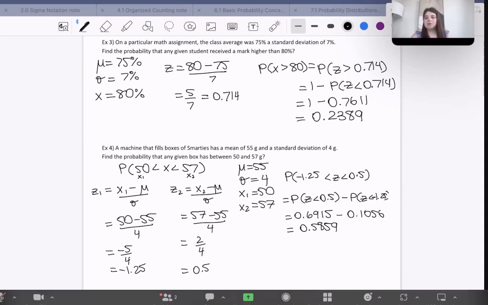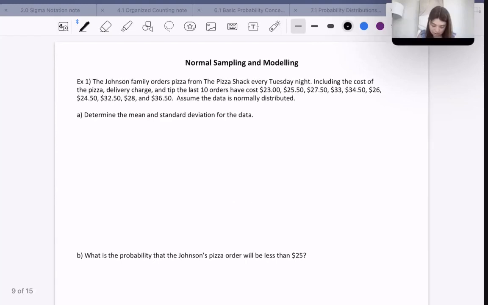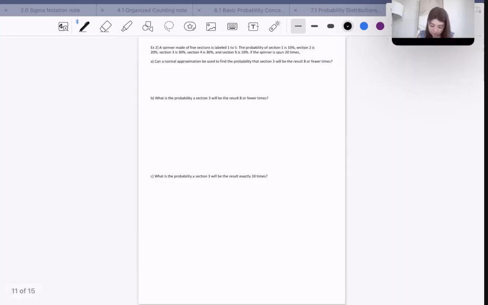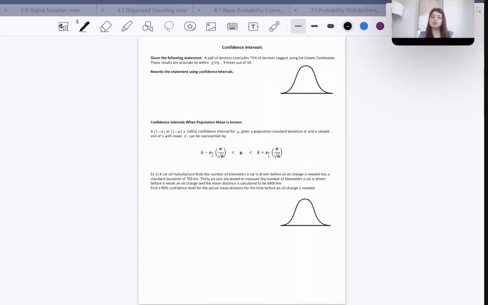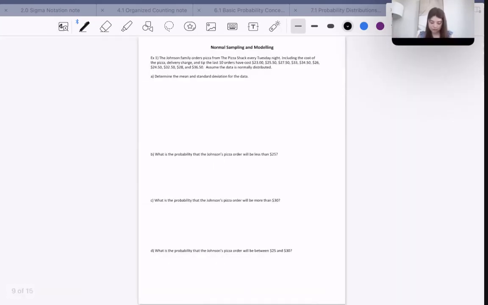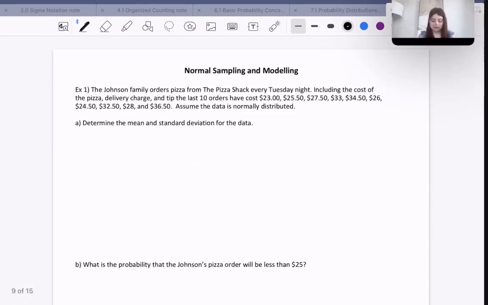All right, well, very good work today, everyone, and I will see everybody next class. Next class, we're going to be talking about normal sampling and modeling. So we're going to continue to talk about normal distributions, and spoiler, a lot of the stuff we're doing moving forward has to do with normal distributions. The rest of this unit is just more about normal distributions. It's a huge topic, and that's what the entire unit here is about.